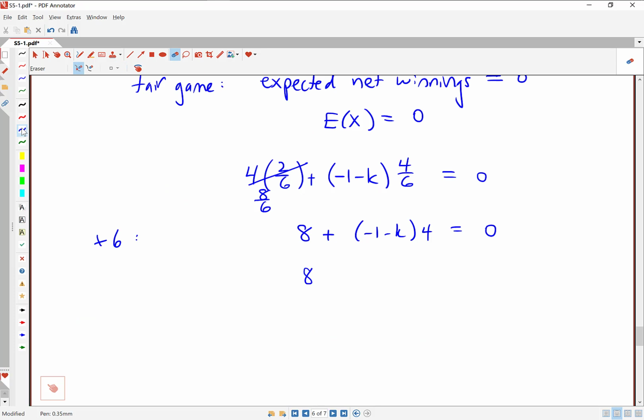We've got 8 minus 4 minus 4k equals 0. So we got 4 equals 4k. In other words, k equals 1. So the value of k that makes the game fair is 1.